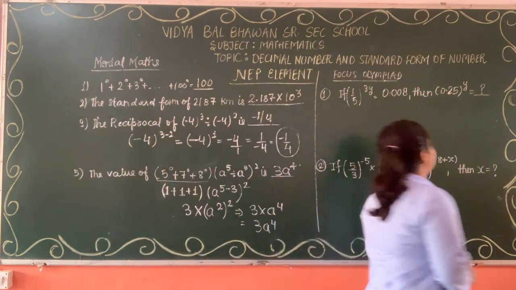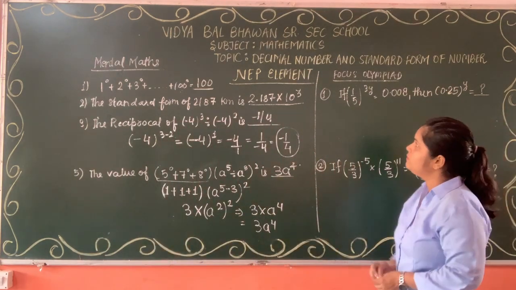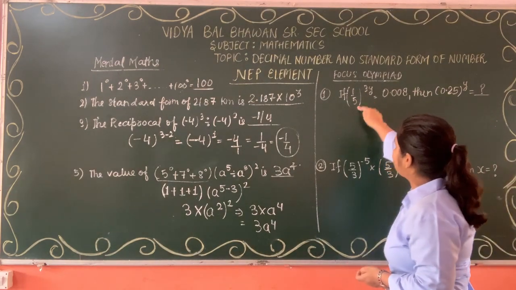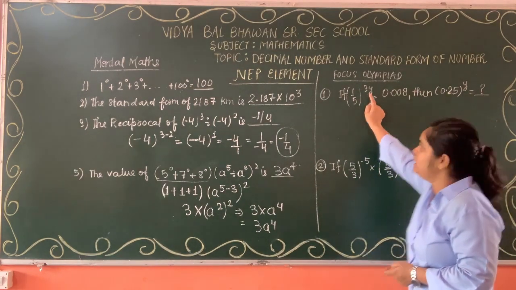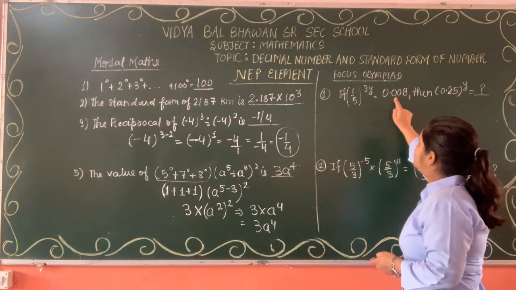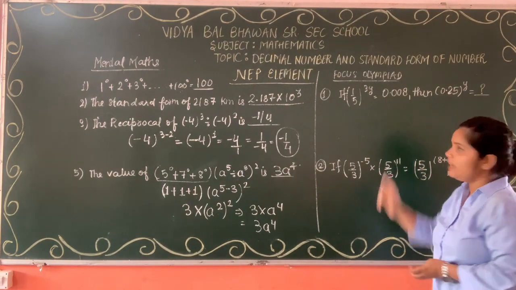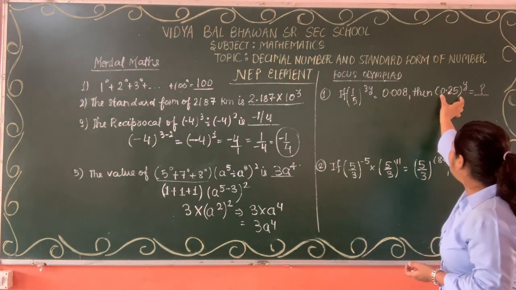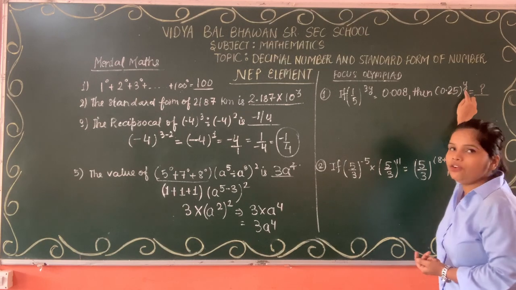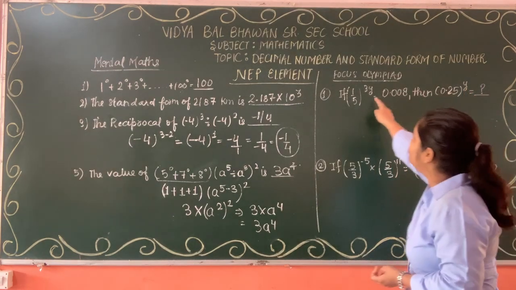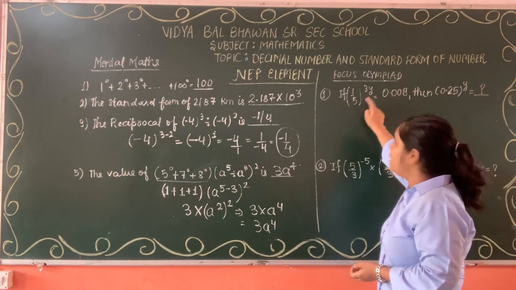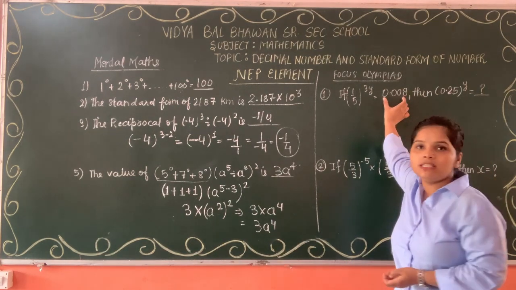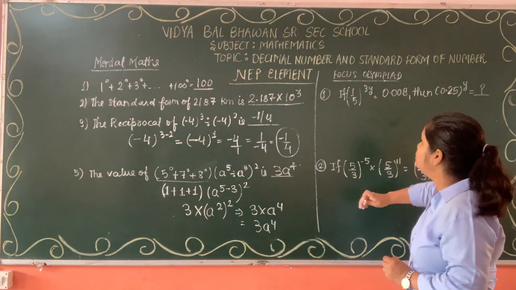Next up we have the focus Olympiad questions. Question number 1 says, if you have 1 by 5 raised to the power 3y equals 0.008, then find the value of this one. For that, you need to find the value of y first. And how can you find the value of y? By making this exponential number and this number equal. So how will you do that?